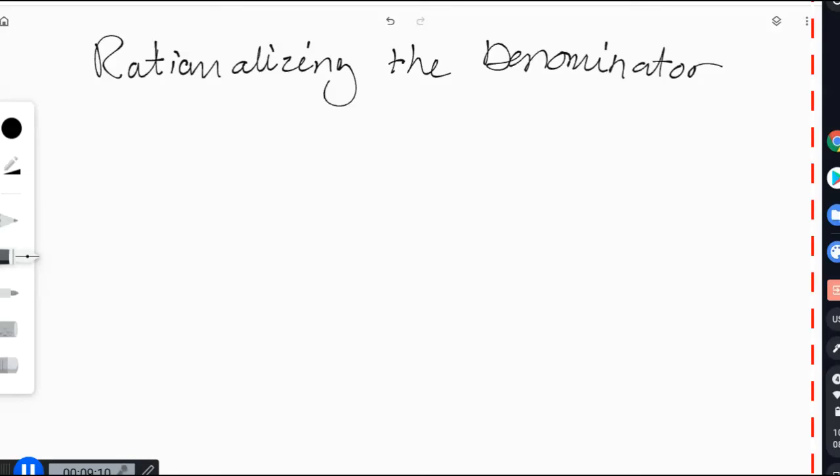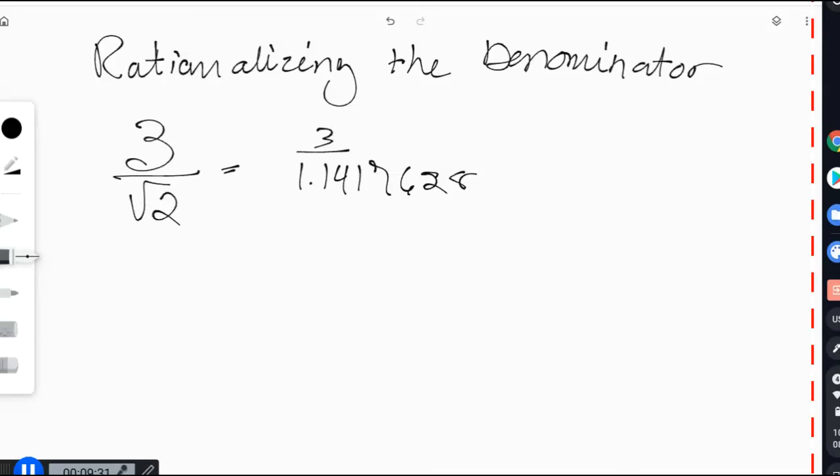So rationalizing the denominator is when you have a radical in the denominator. That's just no good. Because before we had calculators, they would have 3 divided by 1 point, this is just an estimate, 1476, and this number was like 8 to 10 digits long, and they had to do this long division style. Can you imagine doing this problem? Nope, me neither. So that's why they rationalize the denominator, because we don't want to divide by this long decimal.